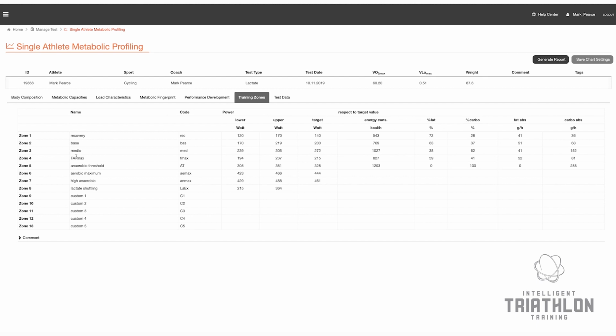Obviously, you can see from this, if we go up to the fat max zone, although it's my fat max zone and I'm burning fats at the highest rate, I'm also burning quite a lot of sugar, carbohydrate, at the moment as well. So I need to be cautious of that in my training programs.